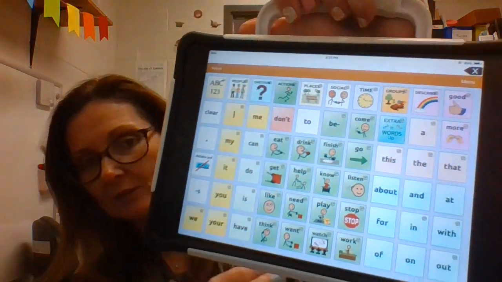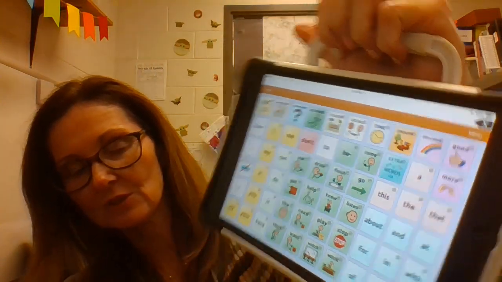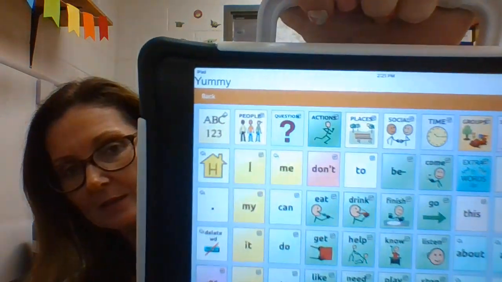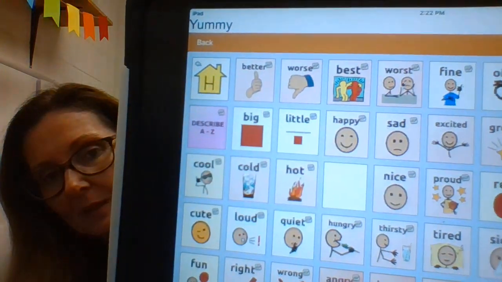If you have a device, you're going to go into describing words, which is the rainbow. Hold on. It's going to be right there. It's the big square. So that is the big word and how they can communicate using their hands, using a picture, pointing to the picture. You got that in the handouts.